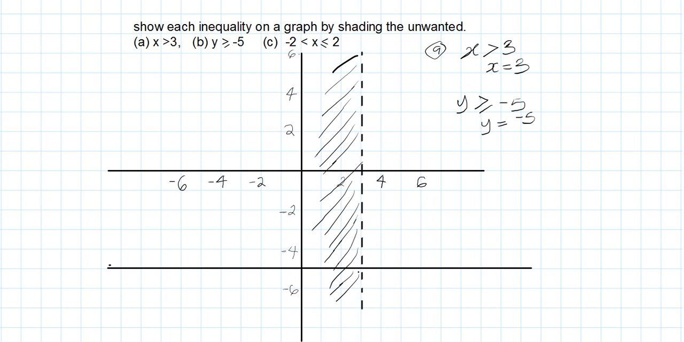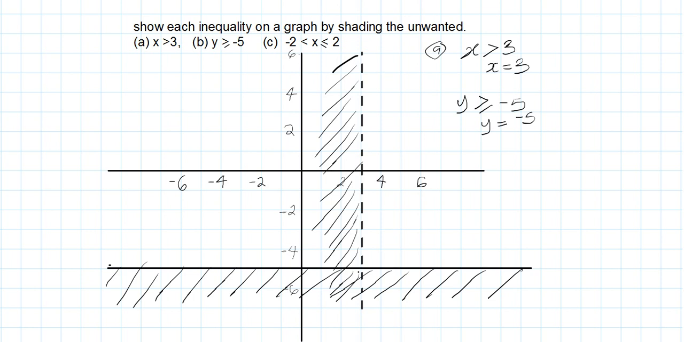So where am I going to shade? It says y is greater than or equal to minus 5. Look at this, minus 6 is less than minus 5. Minus 4 is greater than minus 5. All these parts are greater than minus 5. So the unwanted part is this part. So this is where I'm going to shade, because we don't want this. All these parts are less than minus 5. But all these parts here are greater than minus 5.